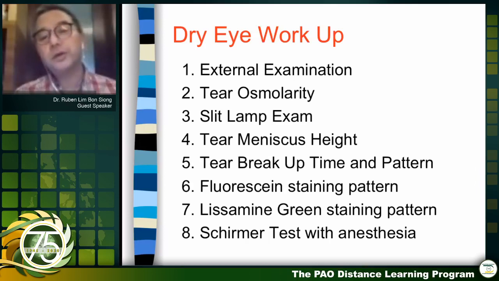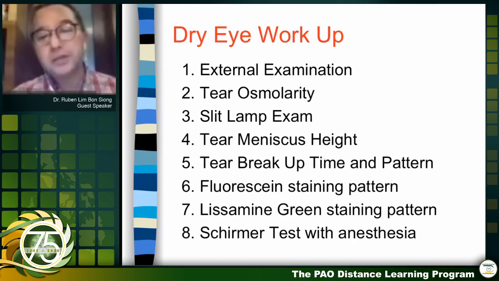Then you look at tear breakup time. After the tear breakup time, you have to look for the pattern. In this lecture, we will not talk about the pattern. We will not have enough time. Just to let you know, that's enough for a separate lecture. Then you look at the fluorescein staining pattern, where it's mostly located.